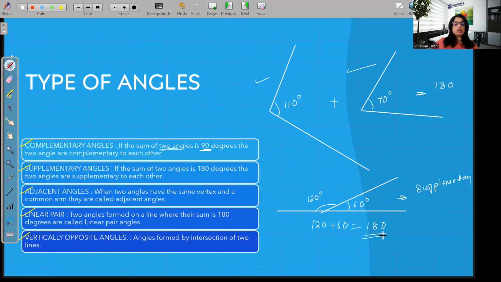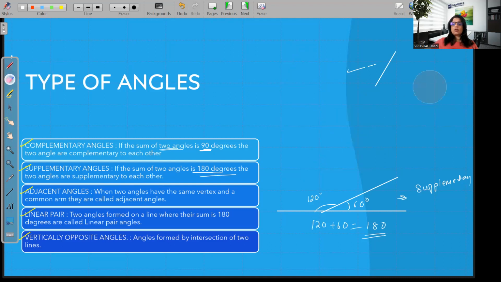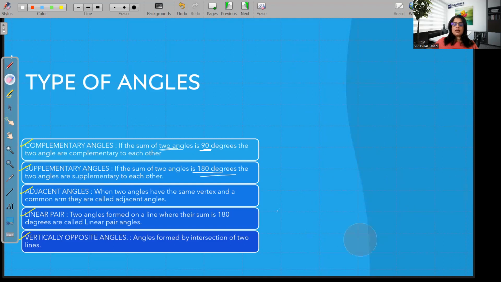That fits into the definition or the concept of supplementary angles, which is: if the sum of two angles is 180 degrees, the two angles are supplementary to each other. That is what it means. Correct. Now let us see what are called adjacent angles. What are adjacent angles? Adjacent angles means angles which are side by side.